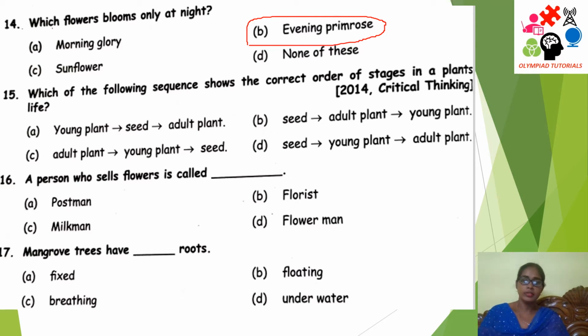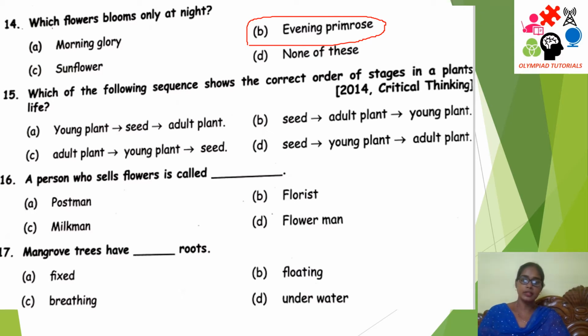Question number 15. Which of the following sequence shows the correct order of stage in the plant's life? This question was asked in class 4, 2014, and it's a part of critical thinking. So properly you must read the options. Option A, young plant, seed, adult plant. Option B, seed, adult plant, young plant. Option C, adult plant, young plant, seed. And option D, seed, young plant, adult plant.